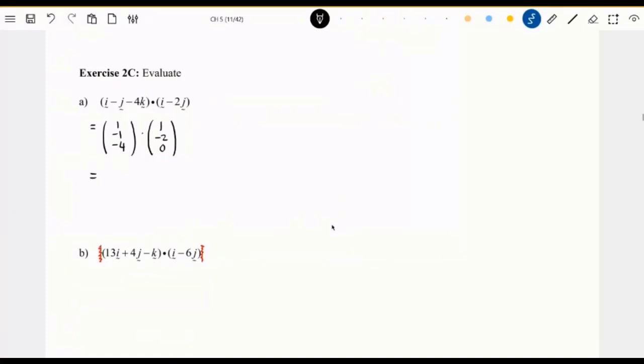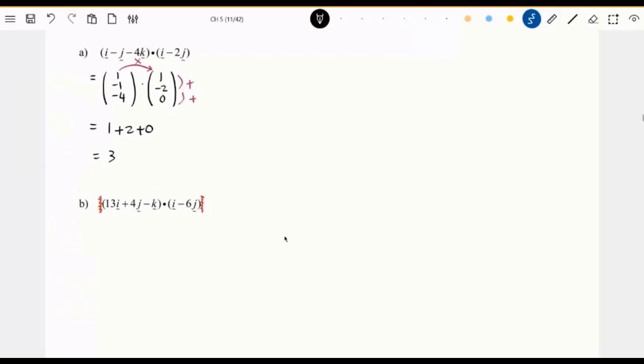Okay. So kita akan darabkan yang ini darab, ini tambah. So it's going to be 1 minus, -1, -2 will be +2. -4, 0 will be 0. So we end up with a +3. Okay. That's for the part A.